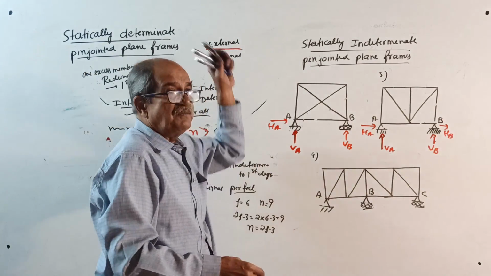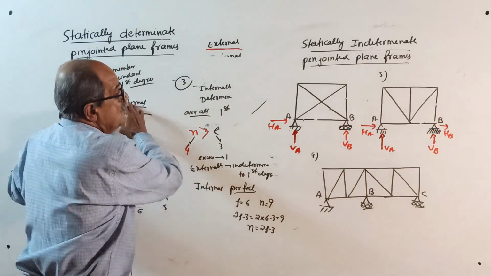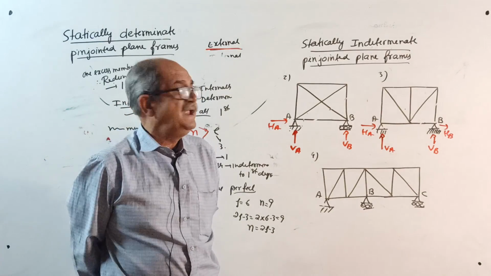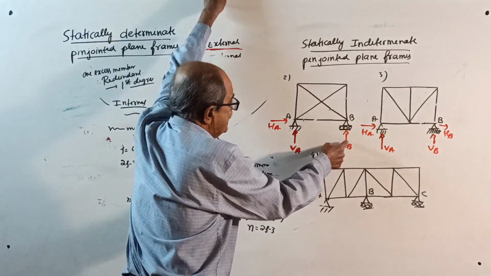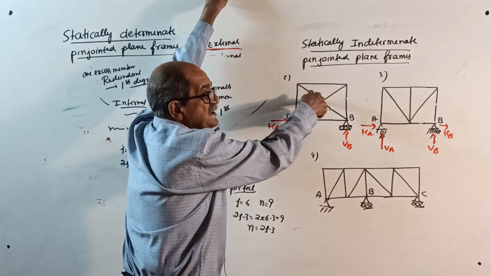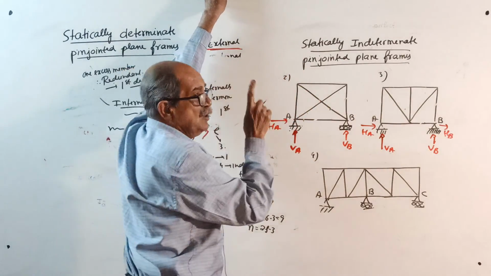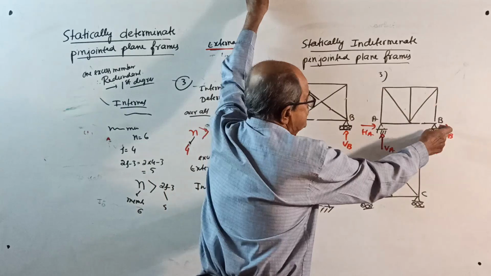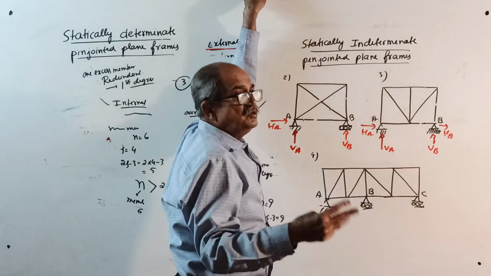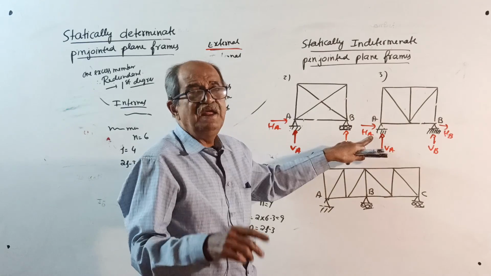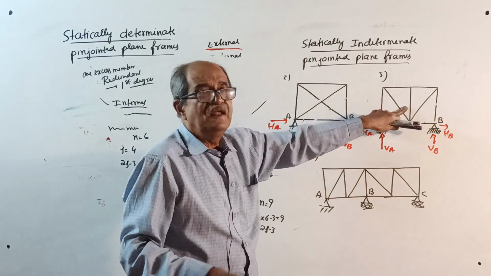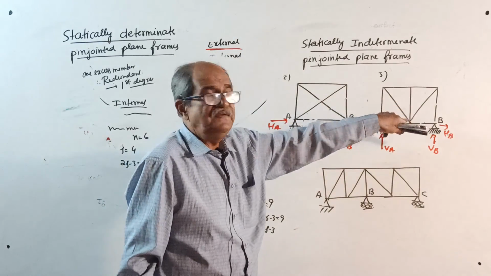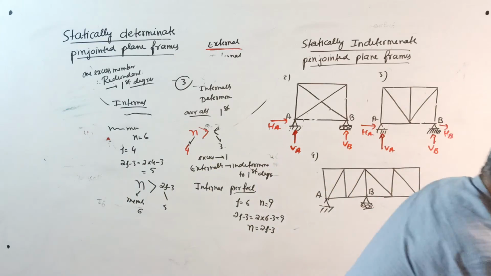Here, the figure number 1 I wrote earlier was completely determinate, externally and internally. Figure 2 is externally determinate, only 3 unknowns, and internally indeterminate to first degree. Totally 1: external 0, internal 1. Here, externally 1, with 4 unknowns. You should not have more than 3 unknowns. So externally indeterminate to first degree, internally determinate. So overall also 1. This one is internal, that one is external. Now come to the last one.